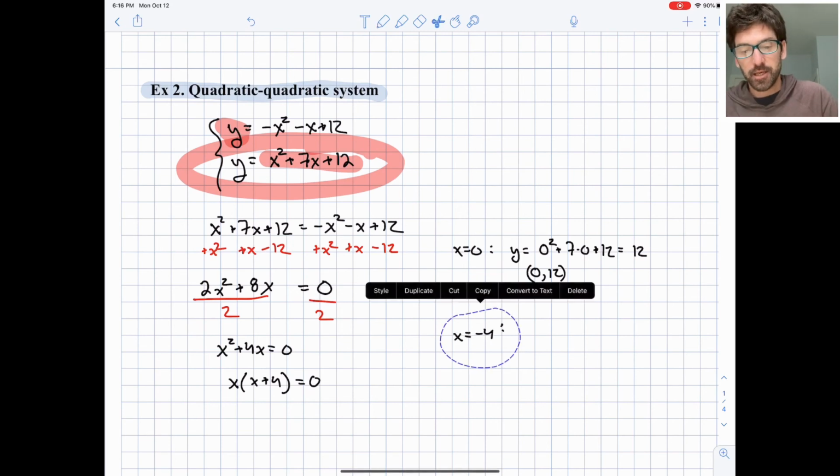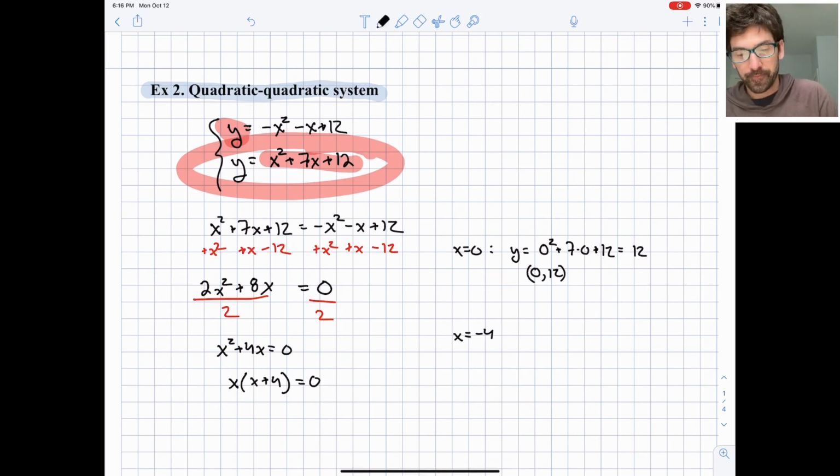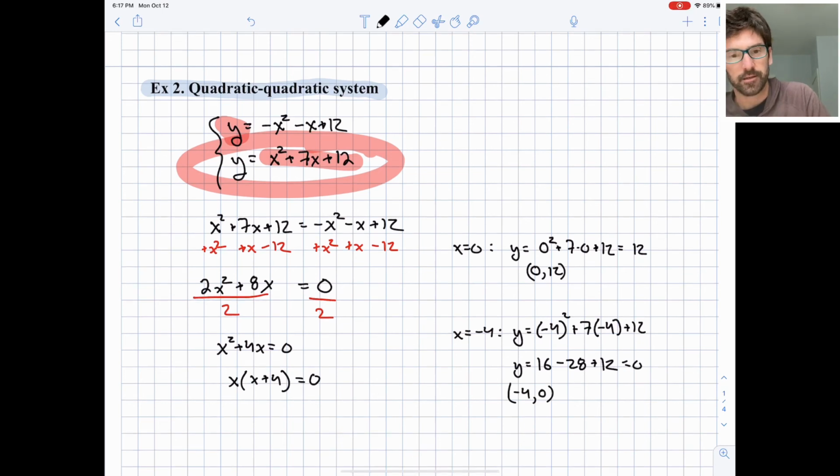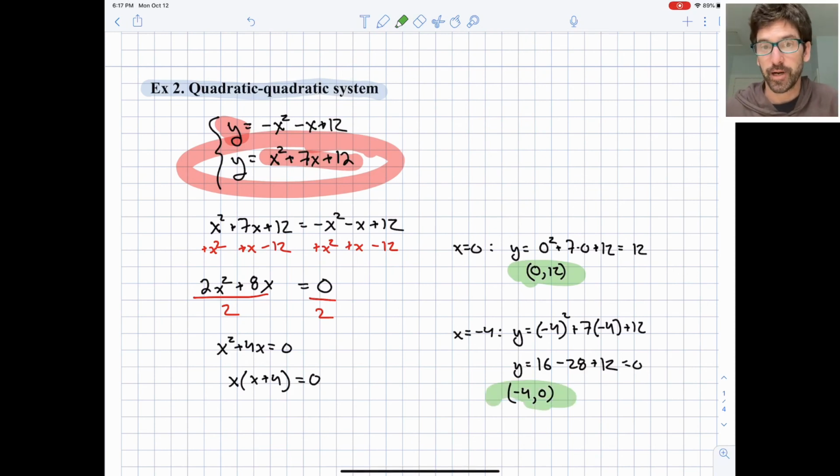Second option is x equal to negative 4. So let's go ahead and plug in negative 4 for x in my quadratic equation. A little bit more math to do here. That's negative 4 squared plus 7 times negative 4 plus 12. y equals 16 minus 28 plus 12. Does that turn into 0? Let's check that on a calculator. Yep, it turns into 0. So when x is negative 4, y is 0. And so those would be the two intersection points of these two parabolas. So these two parabolas would intersect in two different locations.